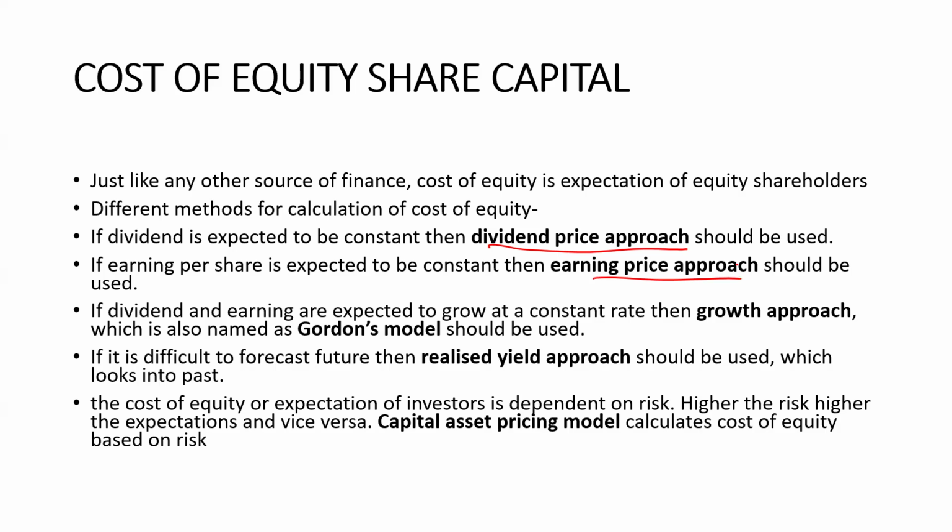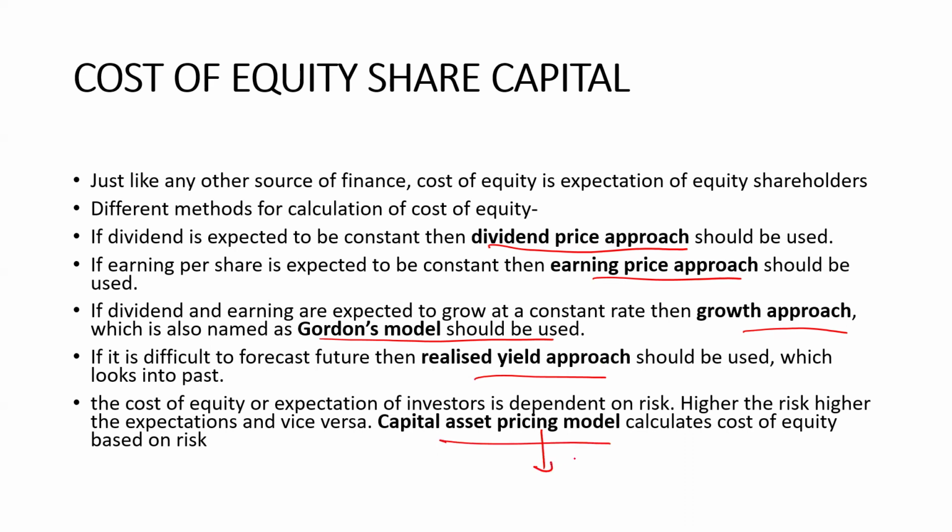If dividend and earnings are expected to grow at a constant rate, then the growth approach, called the Gordon model, is used. Okay, if it is difficult to forecast the future, then the realized yield approach is used. The cost of equity, or the expectation of the investor, depends on the risk. Higher the risk, higher is the expectation, and then the CAPM model is also used.